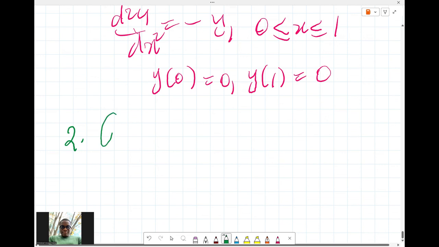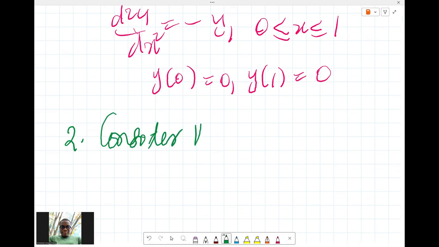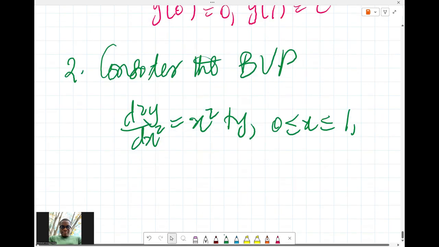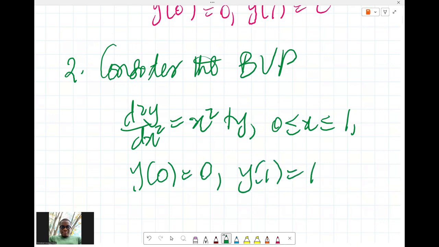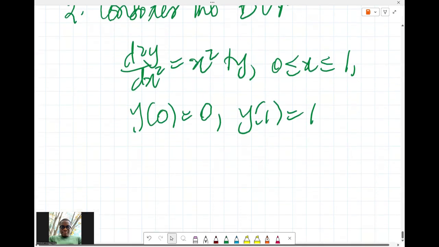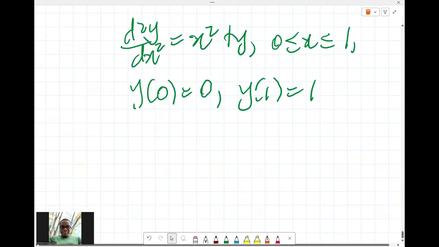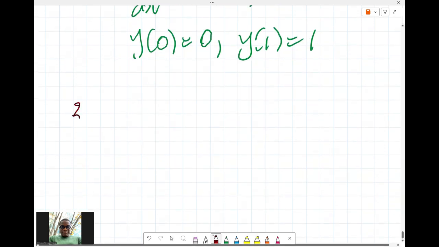Then we can have question 2. Consider the BVP d squared y dx squared equals x squared plus y, defined within the same 0 less than or equal to x less than or equal to 1. And of course, y of 0 equals 0, y of 1 equals 1. So in this case, y of 1 is not 0. So you may have to choose your own grid points here as you like, because it's not specified.